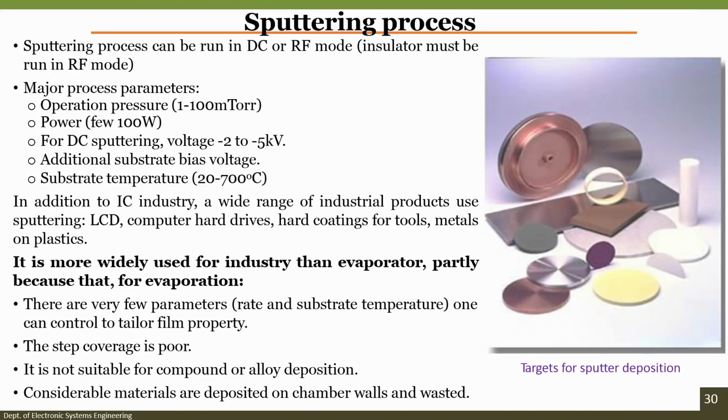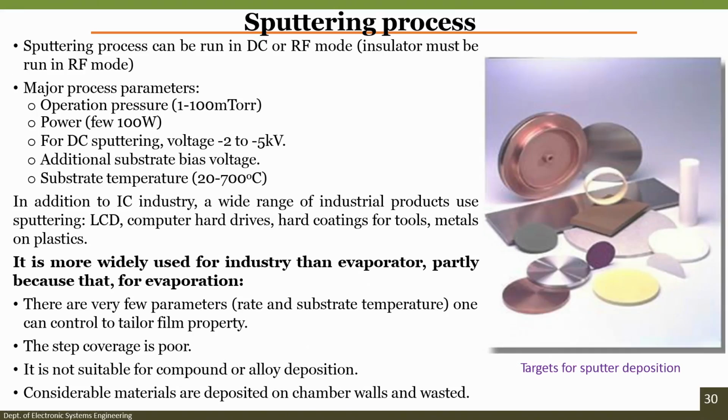In addition to the IC industry, a wide range of industrial products are using sputtering. For example, LCD, liquid crystal display, your computer hard drives. If you see a CD, you will see the coating, and that coating is made using sputtering. You will see hard coating for tools, metals on plastics, and many more. Of course, it is more widely used in industry than evaporation.